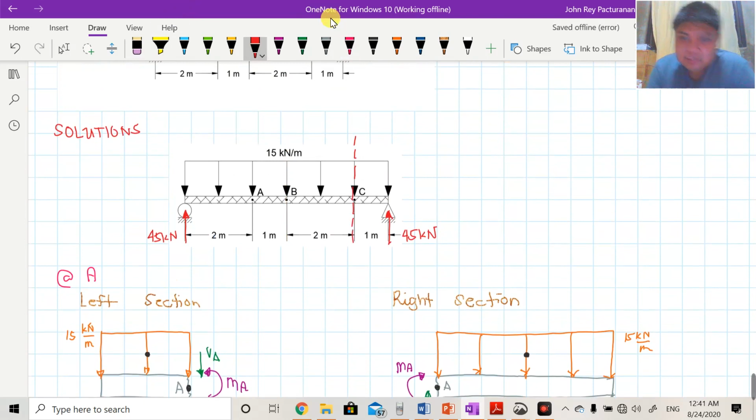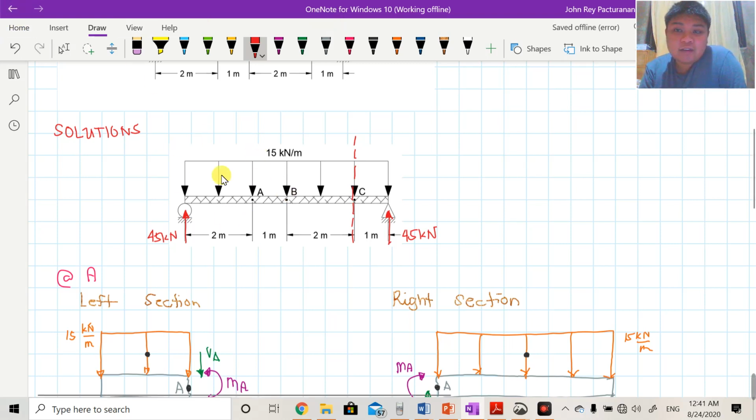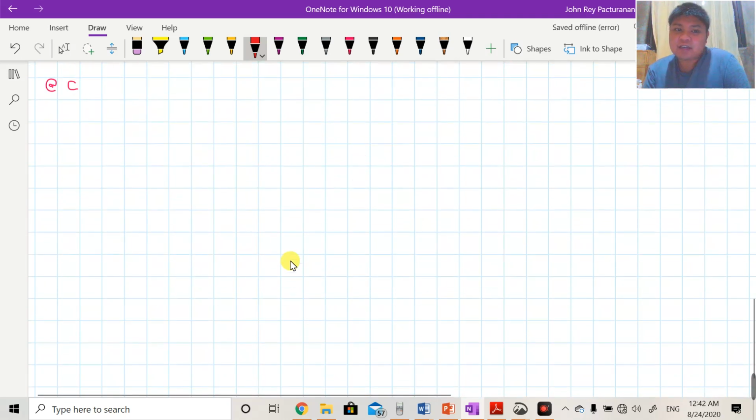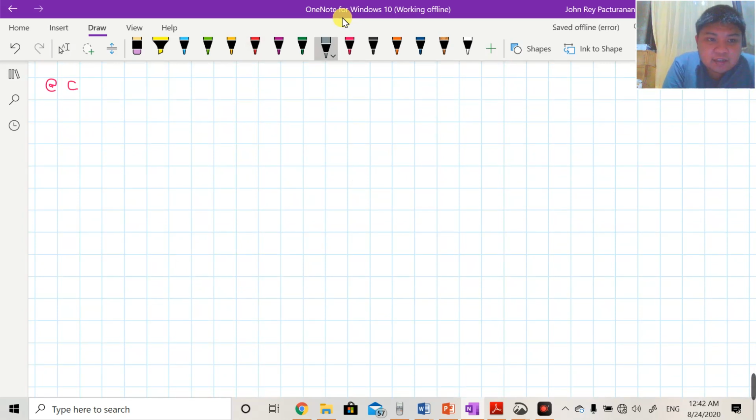So, ngayon, magde-decision ka, alin ang gusto mong i-drawing? Yung nasa kaliwa or yung nasa kanan? So, this time, mas madaling i-drawing itong nasa kanan, di ba? Kasi 1 meter lang naman siya, as compared sa nasa kaliwa na 5 meter. Eh di therefore, piliin mo yung kanan. So, wala namang diferensya alin sa dalawa ang pipiliin nyo. So, therefore, i-consider natin ang right cut.